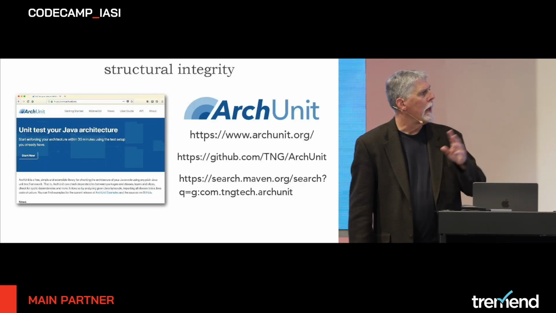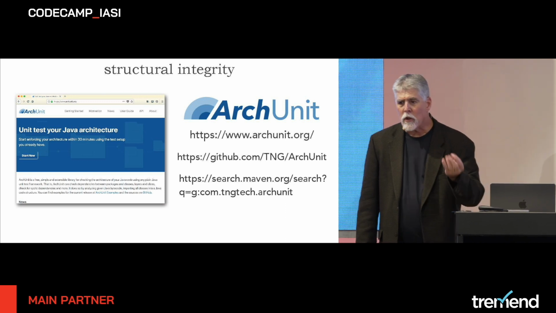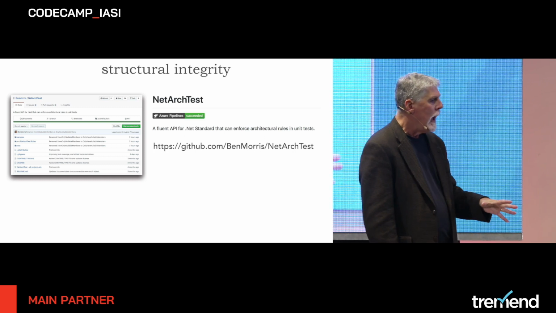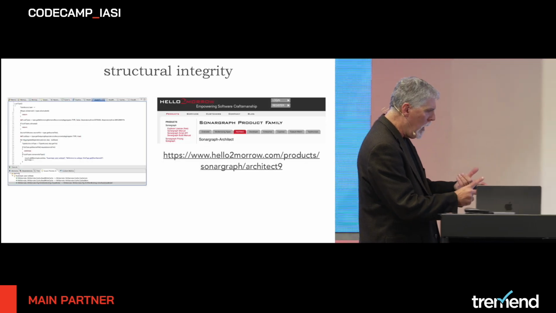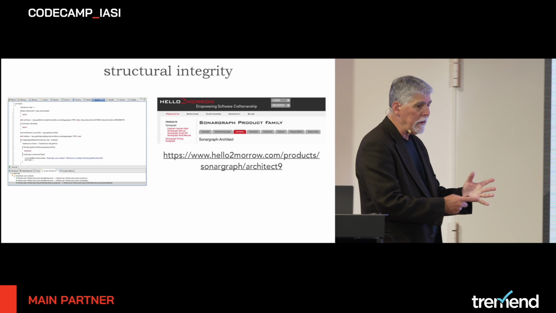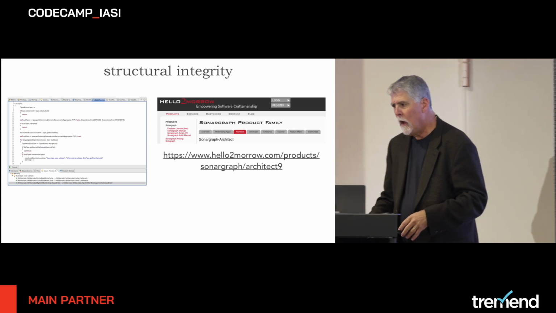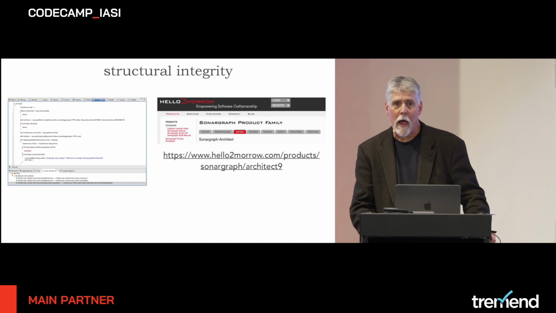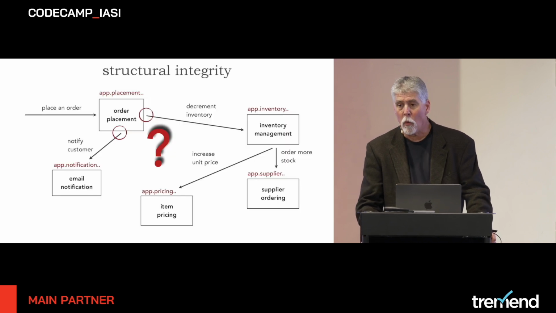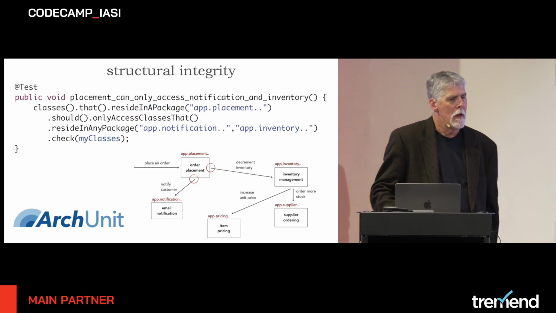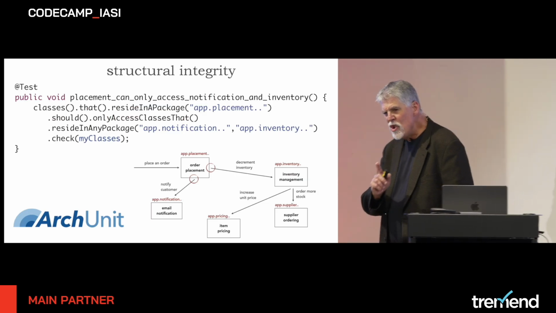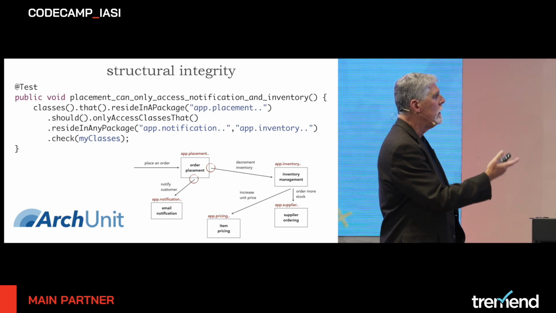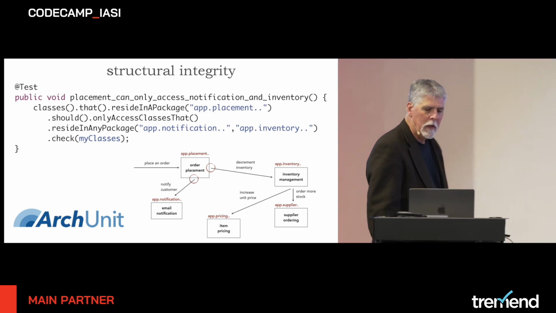Things, for example, like ArchUnit in Java, ArchUnit.NET for .NET, NetArchTest also in .NET, and SonarGraph, which does this for Java, C#, C++, C, Python, JavaScript. So I can actually codify my structural integrity rules. This is what it looks like. For example, I want to make sure that no one links order placement to anything else. Look, this is what that looks like.